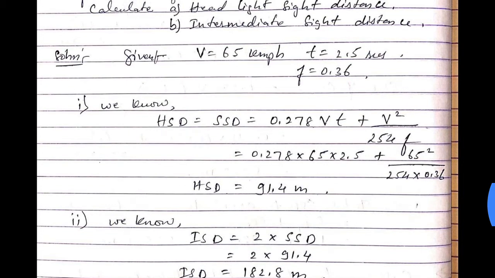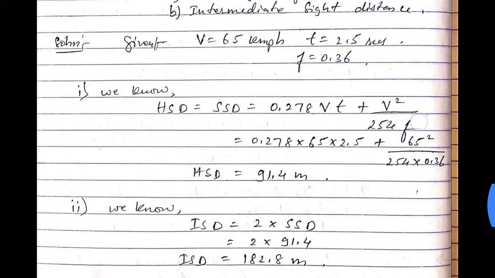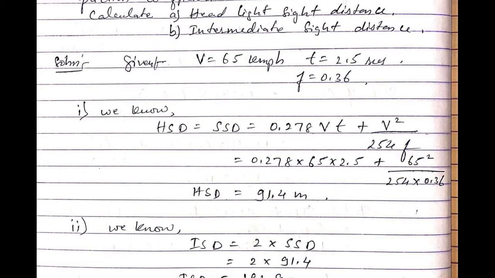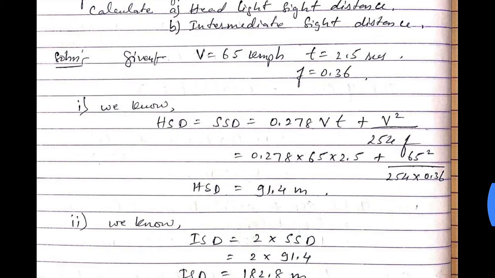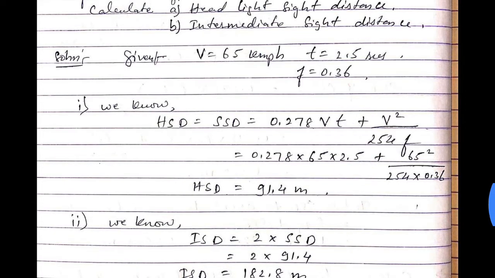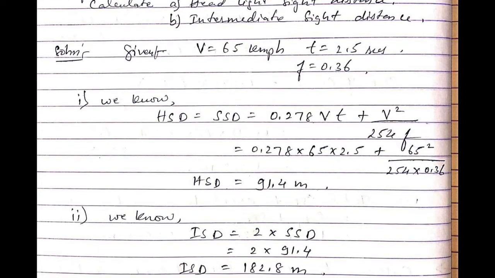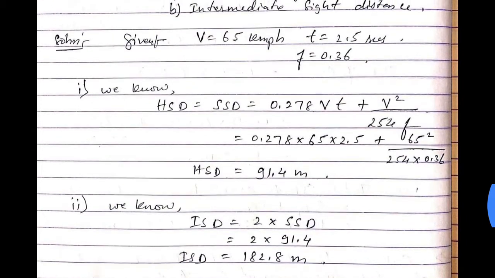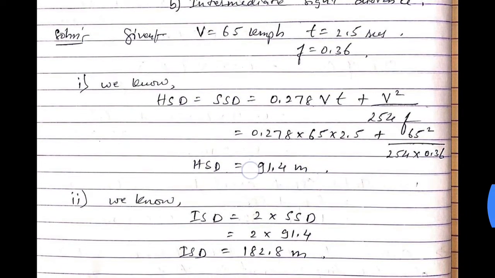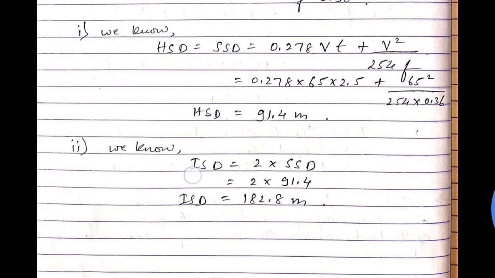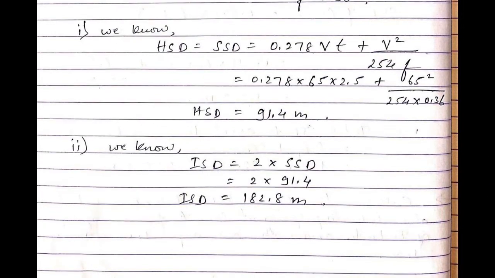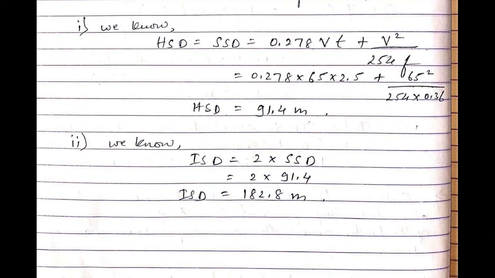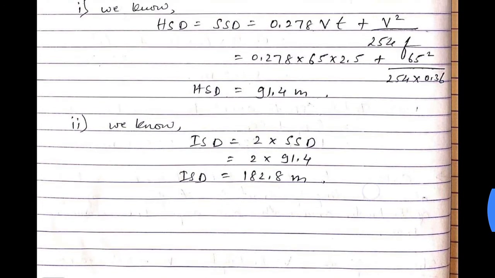So HSD or headlight sight distance is equal to SSD and the formula is as follows: 0.278 Vt plus V square by 254 F. Substituting the values, 65 in place of V, 2.5 in place of T and 0.36 in place of F. When solving we get HSD as 91.4 meters. Now this is the SSD value, okay, which is equal to HSD. And we know that ISD, or the intermediate sight distance, is equal to 2 times of SSD. So 2 times of 91.4, ISD is 182.8, okay, in meters.